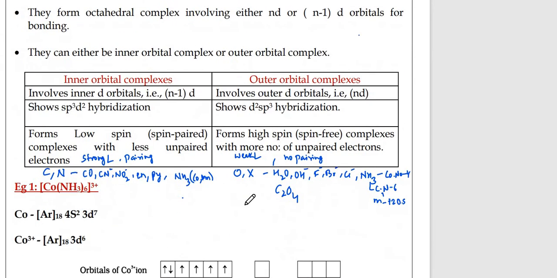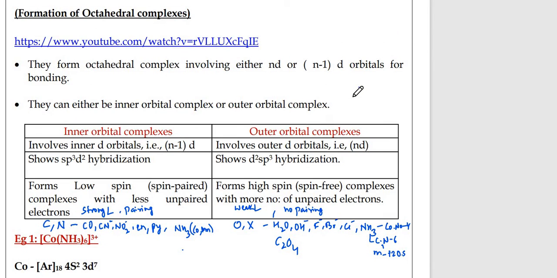Second thing, you need to know what inner orbital complexes and outer orbital complexes are. Inner orbital complexes involve the d orbital of the previous shell. If you remember, you need to know hybridization, and you need to know how to write the configuration also. You remember we did s, sp, sp2, sp3, sp3d, sp3d2.